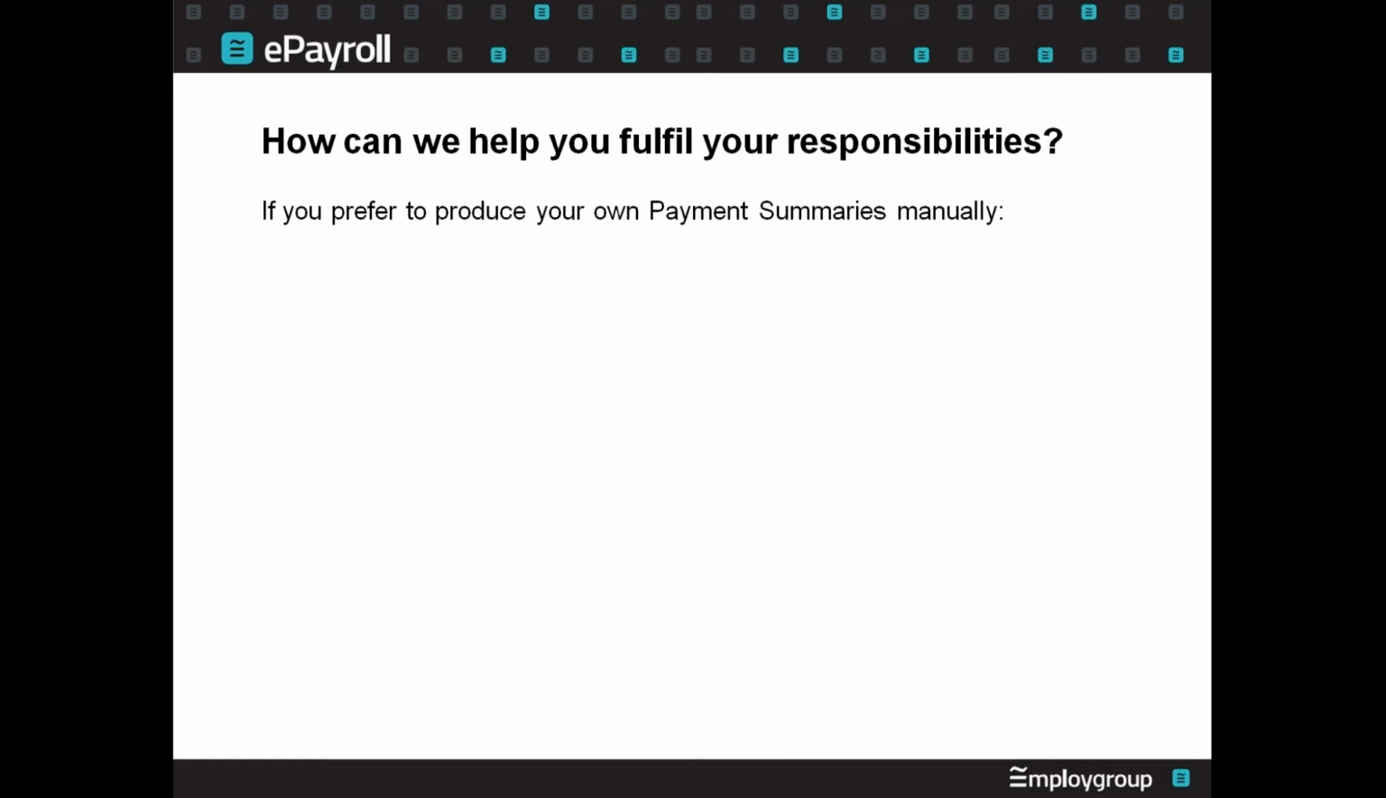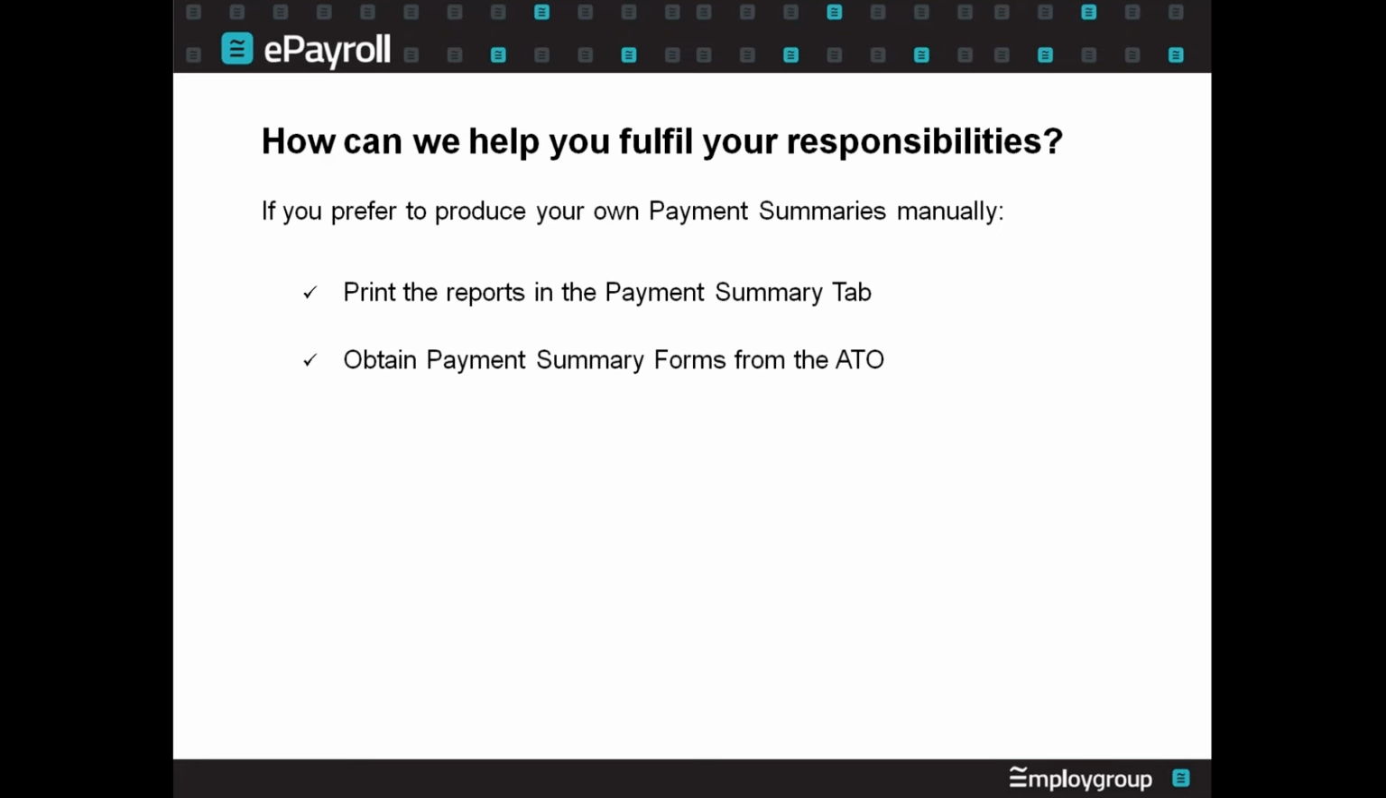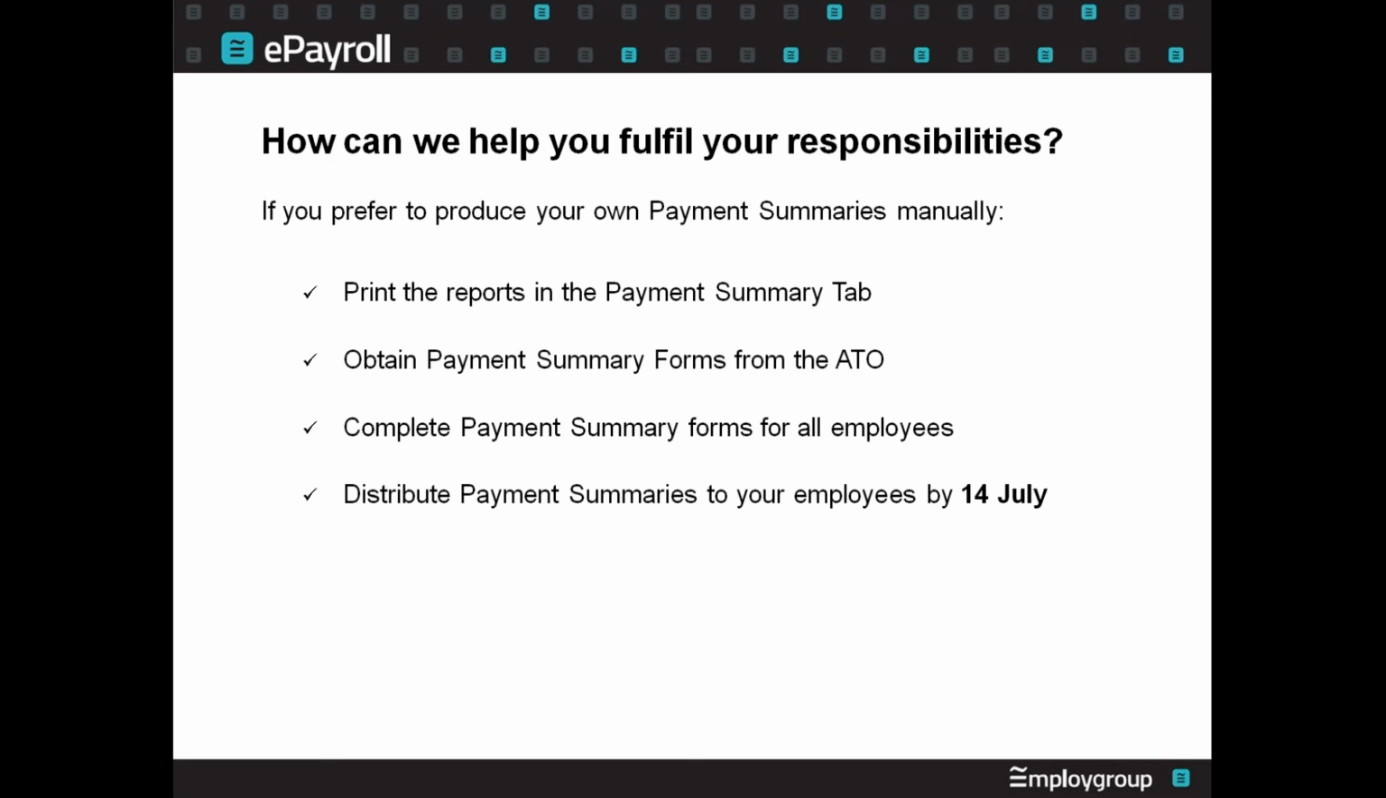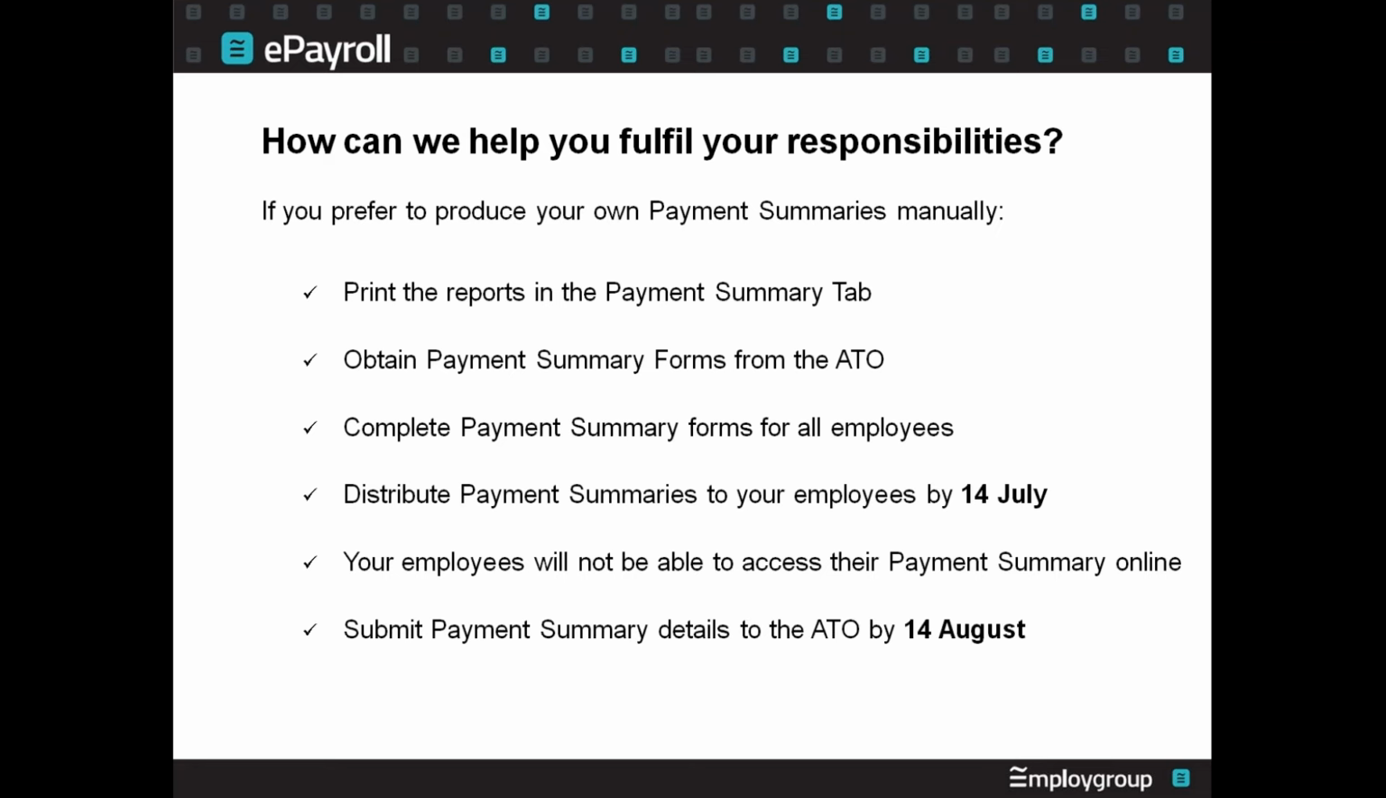Now, if you would prefer to produce your own payment summaries manually, you'll need to print the reports in the payment summary tab, obtain payment summary forms from the ATO, complete payment summary forms for all employees, distribute payment summaries to your employees by 14th of July. Your employees will not be able to access their payment summaries online, and you'll need to submit payment summary details to the ATO by the 14th of August.